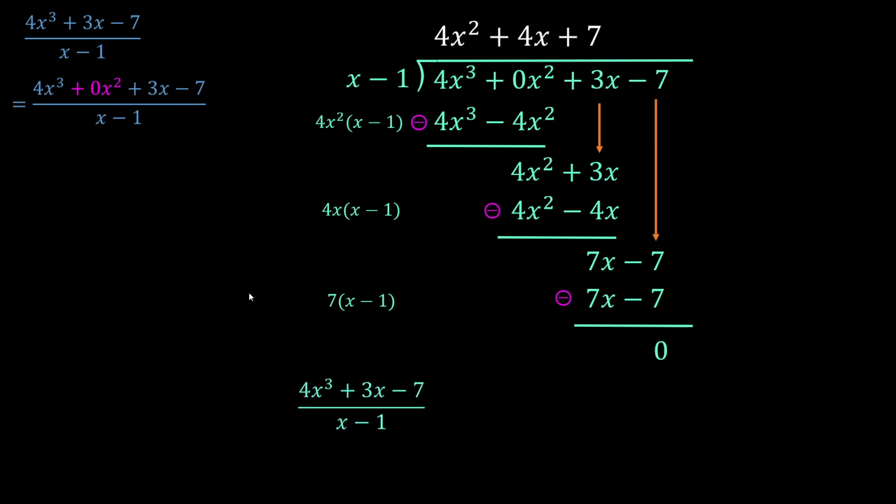So we can write our answer like this. If I had 4x cubed plus 3x take 7 divided by x take 1, the answer would be 4x squared plus 4x plus 7. Or if I was dividing by x take 1 so that I could factorize it out, I would write it like this. The 4x cubed plus 3x take 7 could also be written as x take 1 times the quotient, which is 4x squared plus 4x plus 7. And then often we would factorize this again so that we get more factors so we can use the null factor law. But that's another topic.